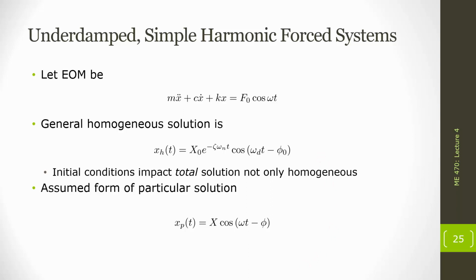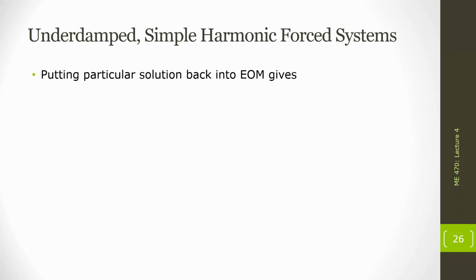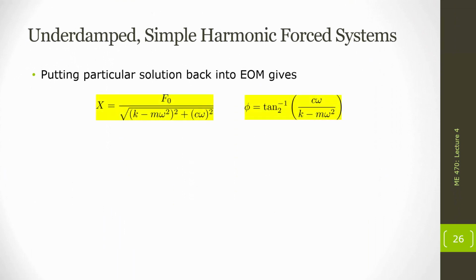Without going through all the algebraic details, we can put the particular solution here into our original equation, and we're going to be able to solve for the X and the phi. And if we do that, we get this to be our X value and our phi value. So again, more complicated than what we saw previously because we have that x dot term.